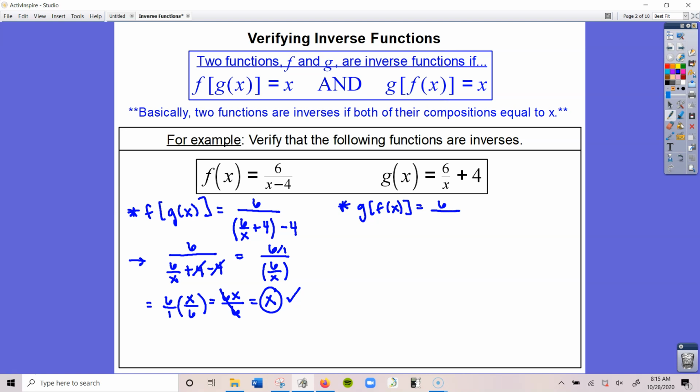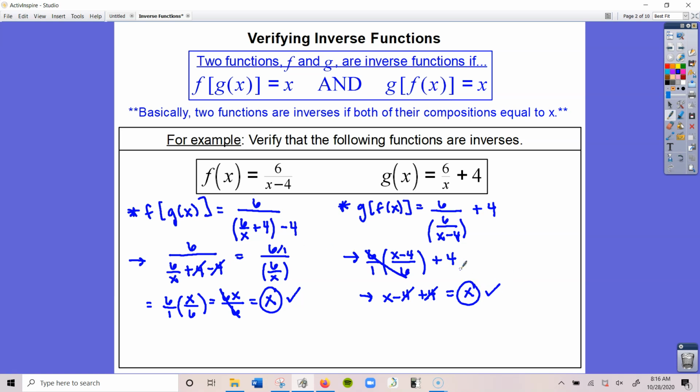So we have 6 over x minus 4, because this is my x, plus 4. I'm going to need to take care of this section first. Remember that we can copy, change, flip. So I'm going to copy the numerator, flip the denominator, and multiply. Again, I have 6 over 6 in the diagonal. These cancel. So what I have left is x minus 4 over 1, which is just x minus 4, plus 4. Now those 4's cancel, and I'm left with x.